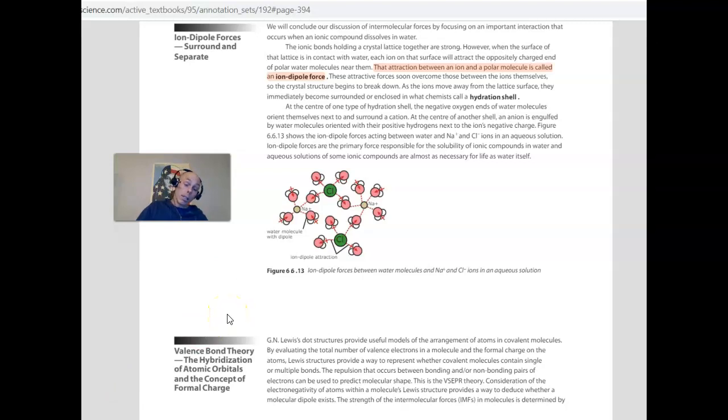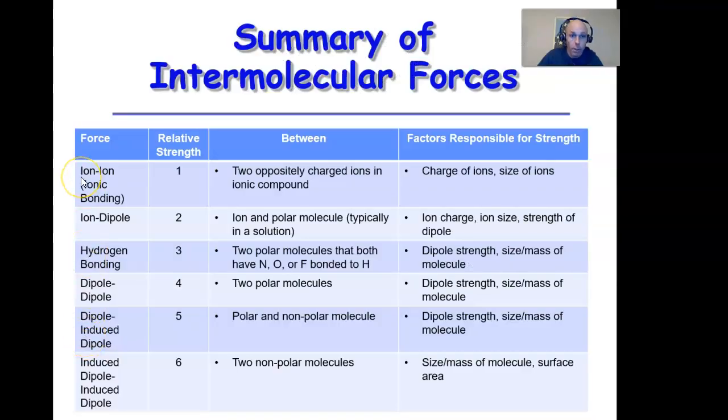The smaller the ions, the stronger the ion dipole force, so that's something you could be asked about. And the more charged the ions are, also the stronger the ion dipole force, because again, size and charge affects the strength of the attractive force. All right, so here they are again, our 6 intermolecular forces in order of decreasing relative strength. Ion-ion forces exist between 2 oppositely charged ions. It's also referred to as ionic bonding. And the more charged those ions are and the smaller those ions are, the stronger the ion-ion force or the ionic bonding. That is by far, of these 6 forces, the strongest.